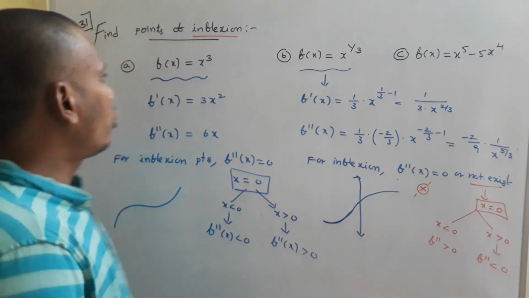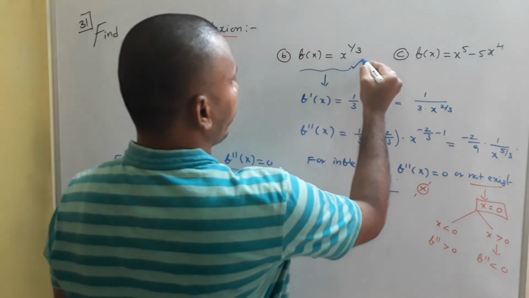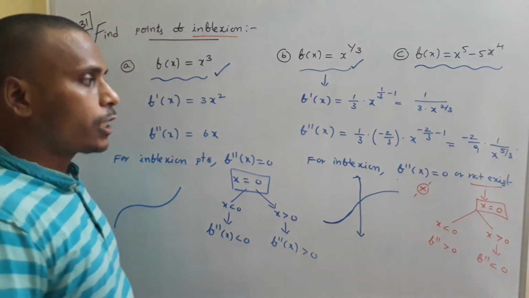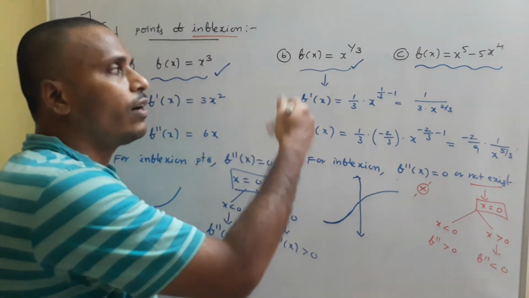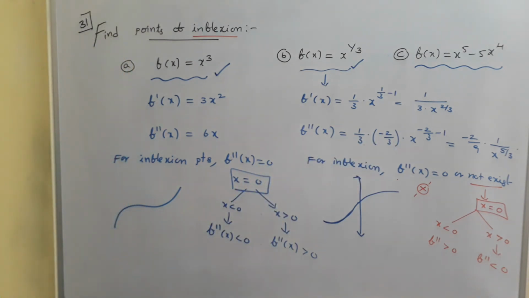Okay. So this is about the inflection point for x cube and this is about the inflection point for x power 1 by 3. Now you just think about finding inflection points for x power 5 minus 5x power 4. Because of space I will erase this and then I will discuss that. You just note down or take a screenshot.